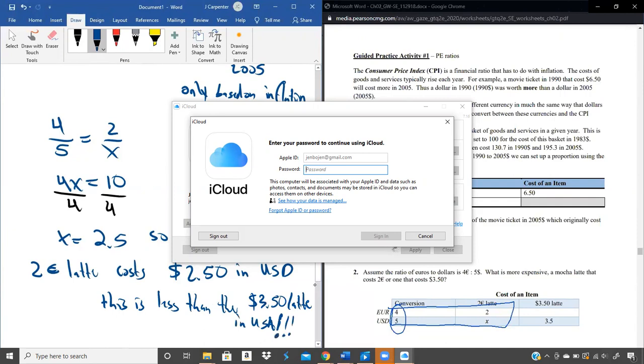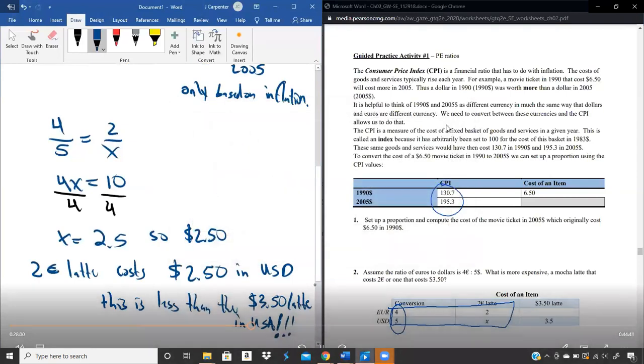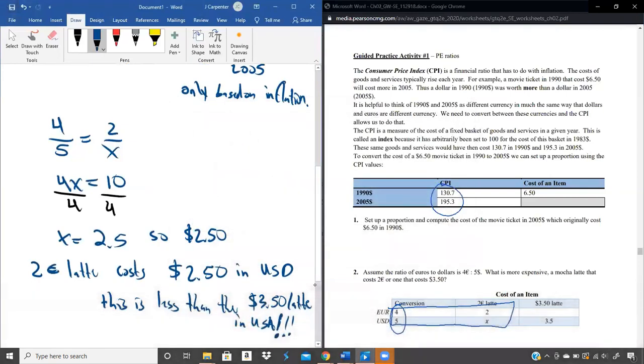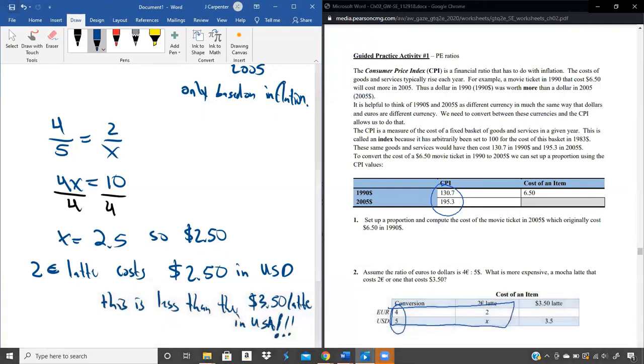So they asked which is more expensive. I'm answering which one's cheaper. But you just flip-flop it and you have the true answer. The one that's more expensive is the American latte. The American latte is more expensive because when you converted the European one to the same style currency, it was $1 less. So America's got that upcharge on the latte. No surprise.